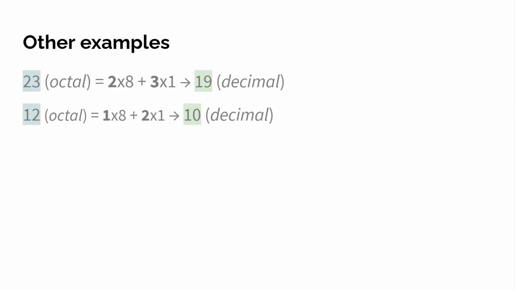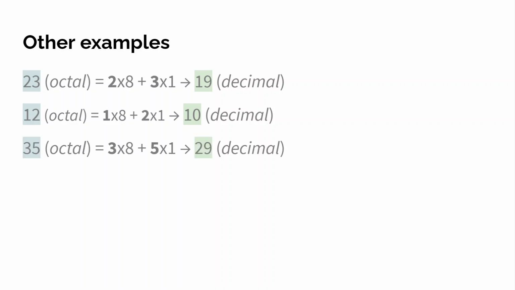12 in octal would be 1 times 8, because we start with a 1, plus 2 times 1, which is 10 in decimal. If we take 35 in octal, then we have 3 times 8 plus 5 times 1, which is 29. So it means that the octal number 35 is 29 in decimal.